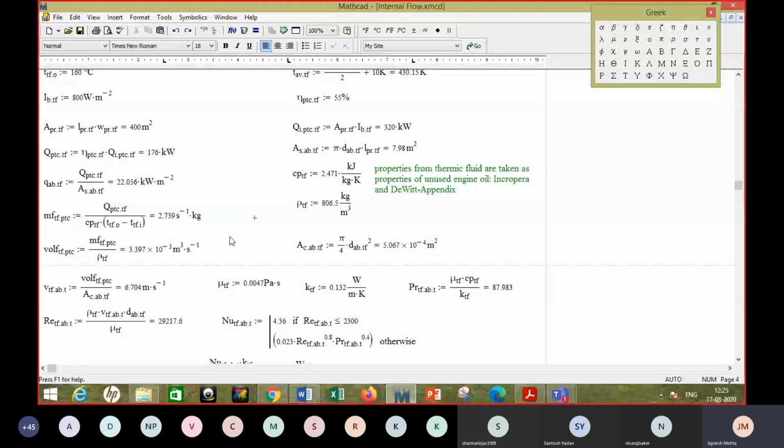And I want velocity, so I have found out the cross-sectional area of the absorber tube. The absorber tube diameter is just 0.0254 meters. So pi by 4 d square is the cross-sectional area. So that is found, and the volume flow rate is divided by the cross-sectional area to get the velocity. So the velocity comes out to be 6.704 meter per second.